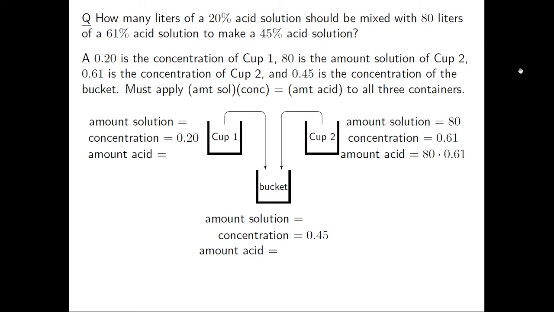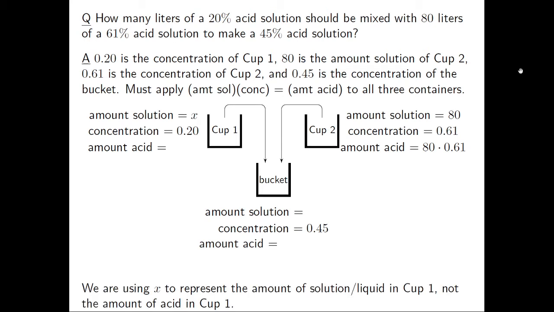Taking a look at cup 2, we can apply the equation amount of solution times concentration. That'll give us the amount of acid here, 80 times 0.61. We don't know any of the other quantities and want to use as few variables as possible, so we could use an x for the amount of solution in cup 1. I should comment that x represents the amount of liquid in cup 1, and not the amount of acid in cup 1.